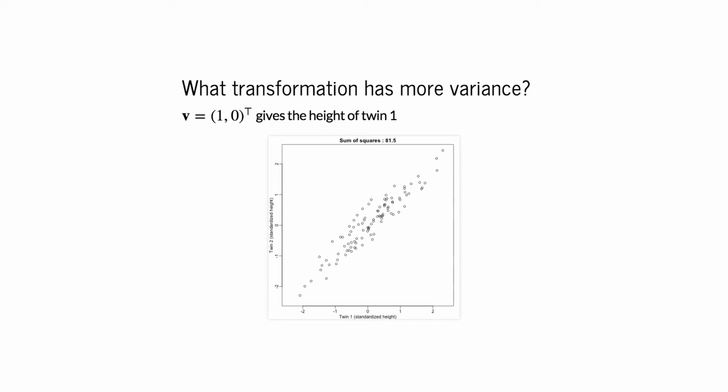Right, you multiply y by v. The first dimension is kept, and the second one is multiplied by 0. It goes away. And we can easily compute the sum of squares for the first dimension, and we get the number. You can see it at the top of the figure here. Now, can we do better than that? So let's just try something else.